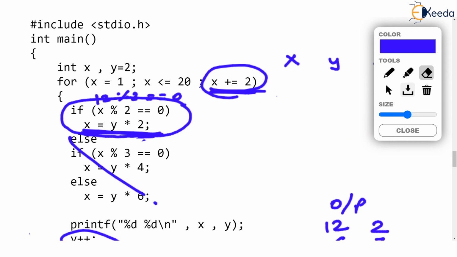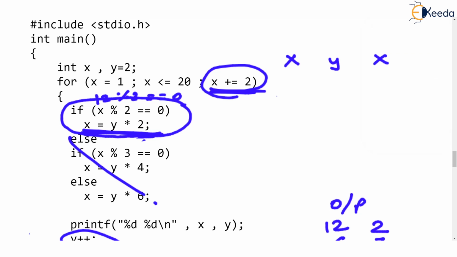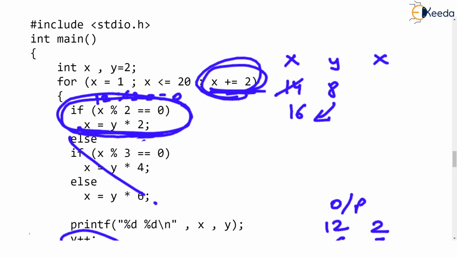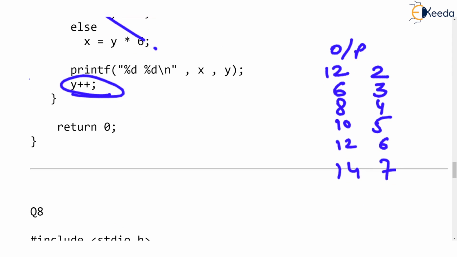I hope you have not switched off the video. 14 and 8 are the current values. And then x will be x plus 2. So it will become 16. And then again x % 2 is 0. So x will become y into 2, which is 16. So the next output after 14 7 is going to be 16 8.